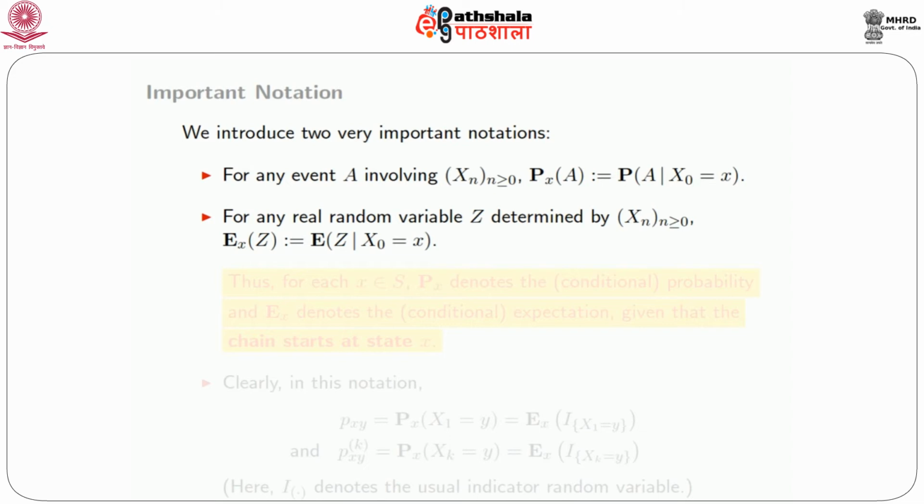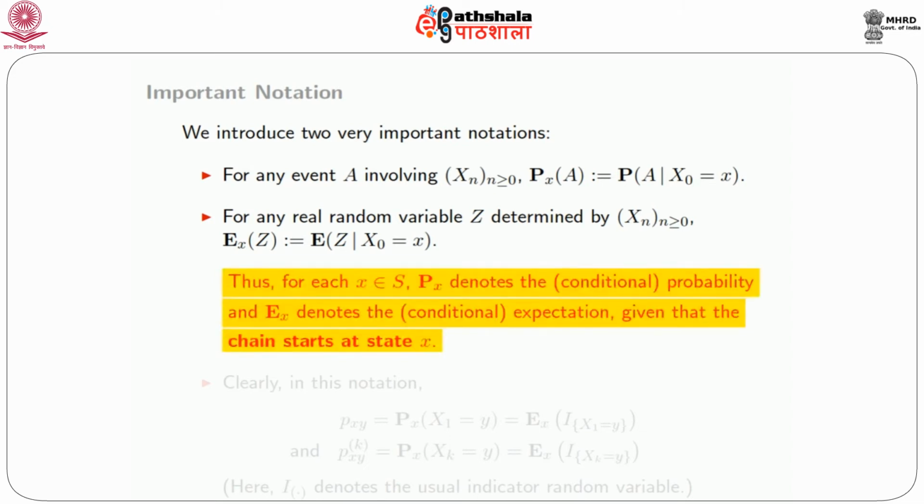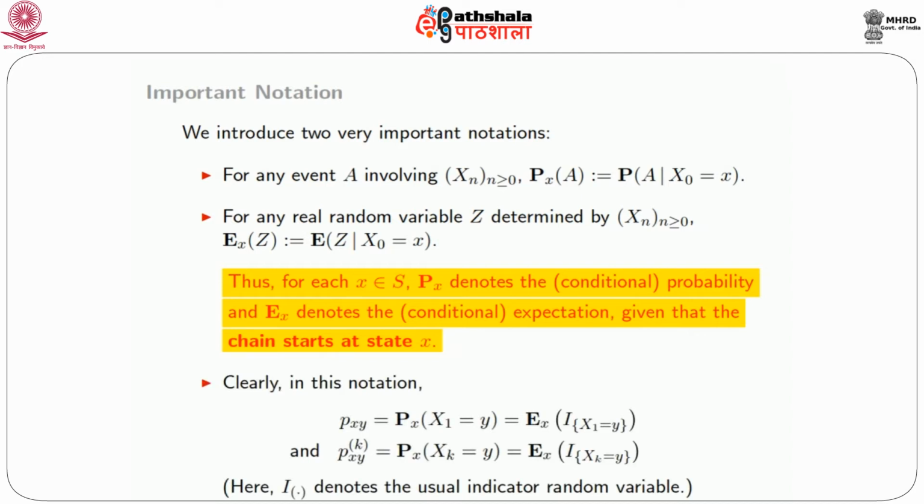So essentially, this is what is explained here. For each x in the state space S, P_x denotes the conditional probability and E_x denotes the conditional expectation given that the chain starts at state x. So these are very handy notations for this conditional probability. Now, clearly with this notation, what we call Pxy can be easily written as P_x(X1 = y). Also, of course, the probability of an event, conditional or unconditional, is the same as the expectation of the indicator of that event, and that's what is written in the next. The second one is the analogous one for the case of expectation.